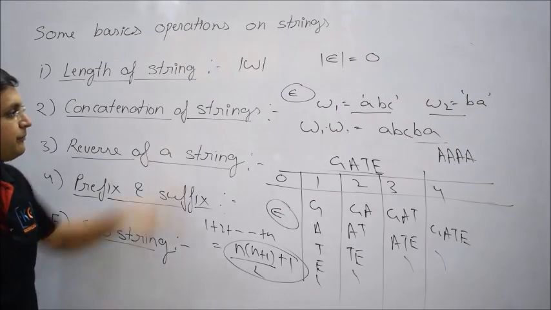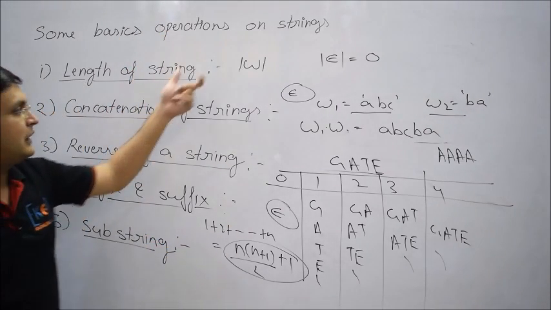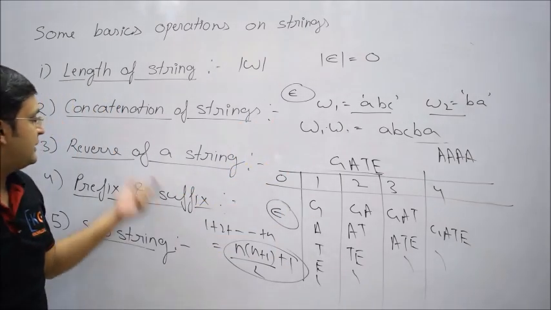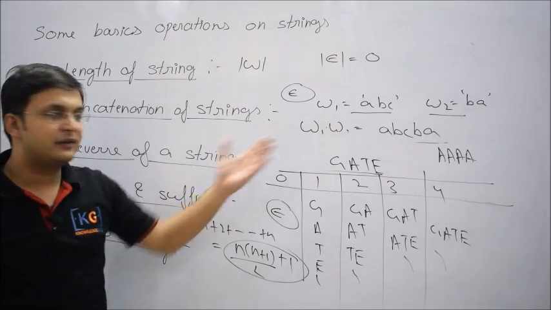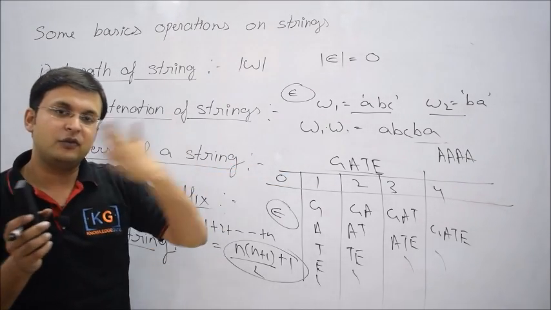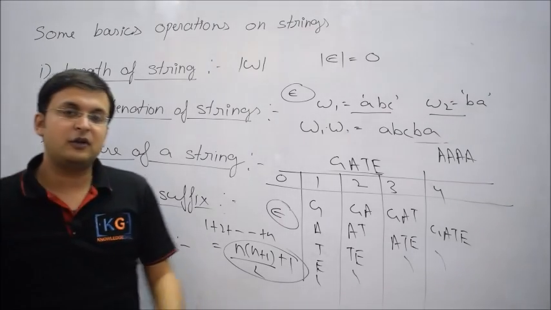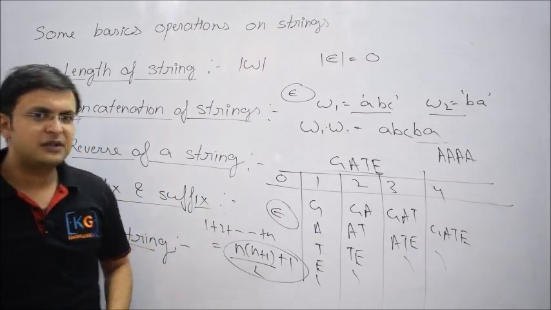So I think these are some basic operations on strings. We have understood length, then concatenation, that is to append one string after another, then reverse, just to write the string in reverse fashion, and prefix and suffix: from left to right you go for prefix, right to left, suffix. Then we studied substring, which could be a prefix or suffix or somewhere in between. So these are the pre-logics which were required.